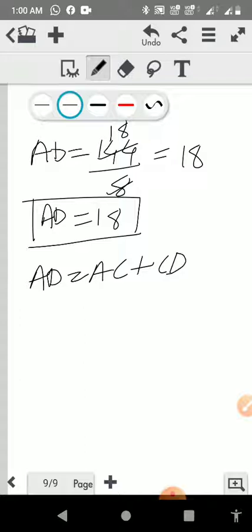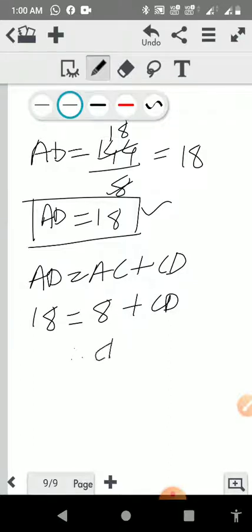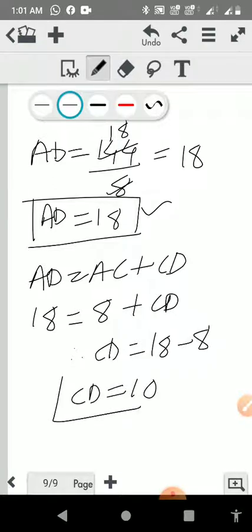Okay, therefore AD we have calculated in the last step, not given. AC is 8 and we have to calculate CD. Therefore I can write CD equal to 18 minus 8. Therefore CD equals 10 units, and this is what we called DC, isn't it? So it is 10 units.